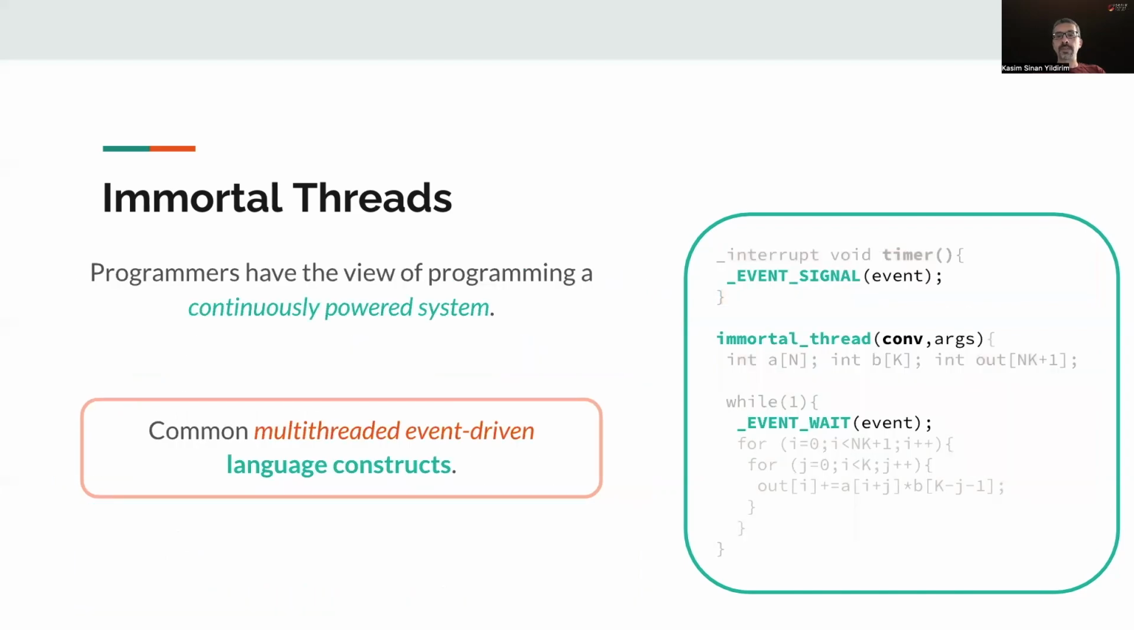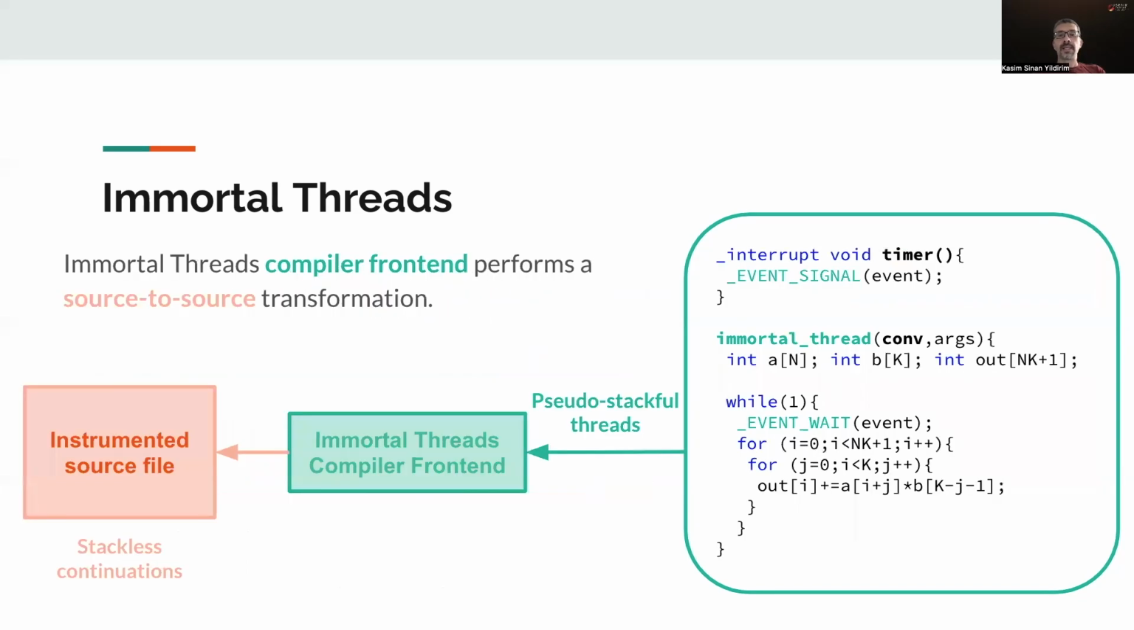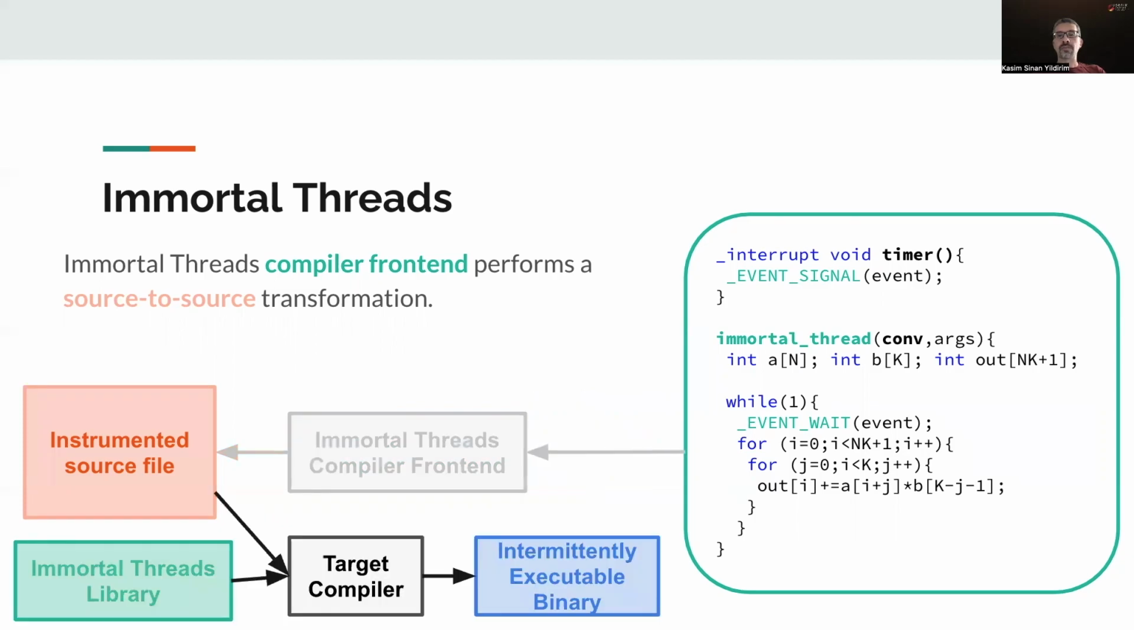Immortal threads support the common multithreaded event-driven language constructs, such as blocking wait on events and event unblocking. The compiler frontend transforms the source code, which includes pseudo-stackful threads, into stackless continuations that handle intermittency without programmer intervention. The instrumented source files are linked with the immortal threads library to form the intermittently executable binary file.